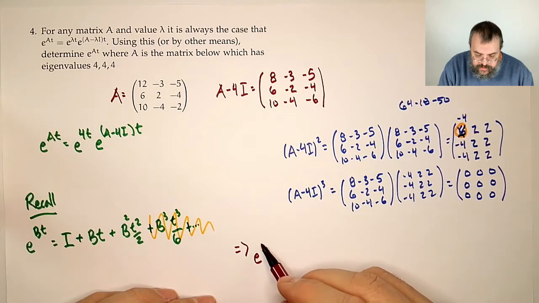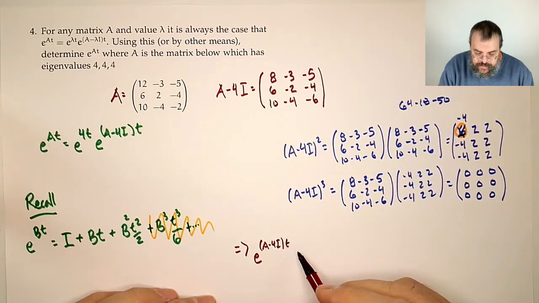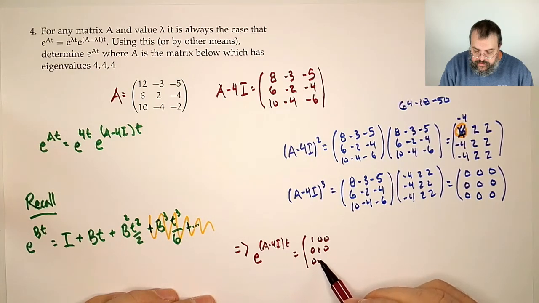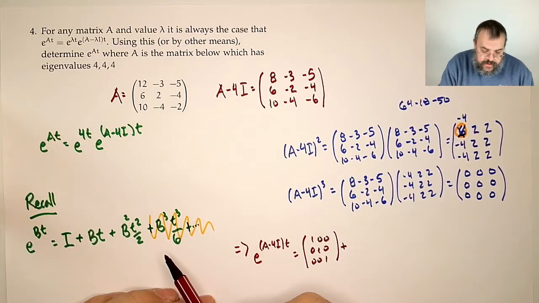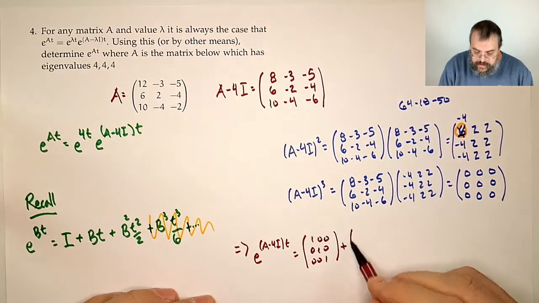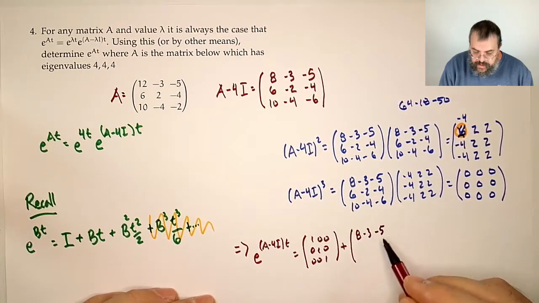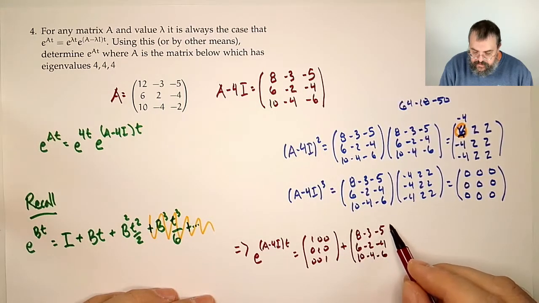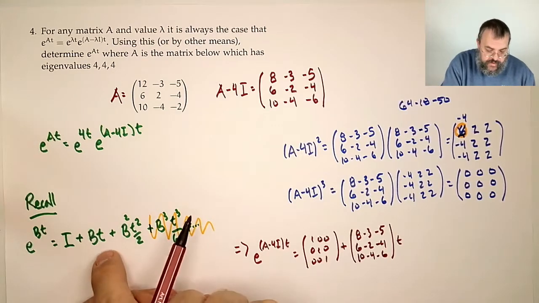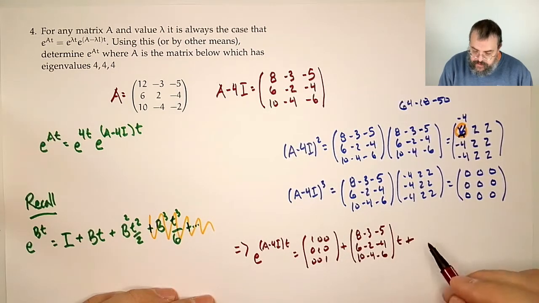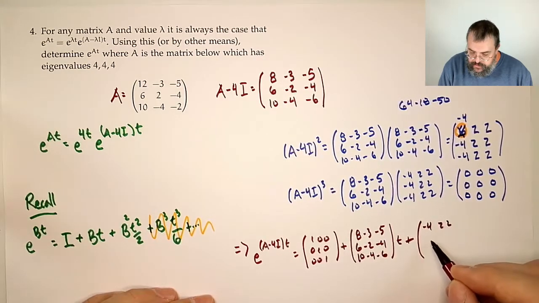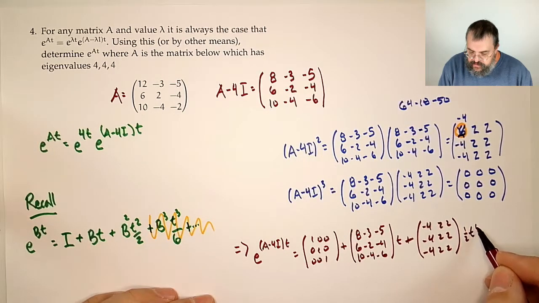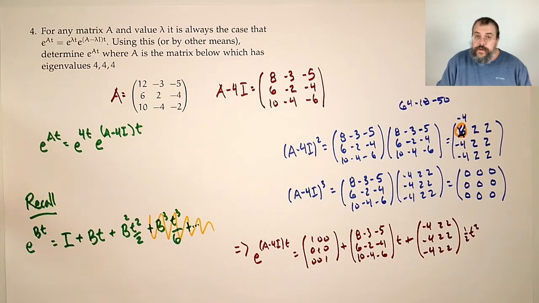So in particular, we can say e to the a minus 4i times t is the identity matrix, 1, 0, 0, 0, 1, 0, 0, 0, 1, plus the matrix a minus 4i, 8 minus 3 minus 5, 6 minus 2 minus 4, 10 minus 4 minus 6, times t, plus the matrix b squared, minus 4, 2, 2, minus 4, 2, 2, minus 4, 2, 2, times a half t squared. And we put it all together.